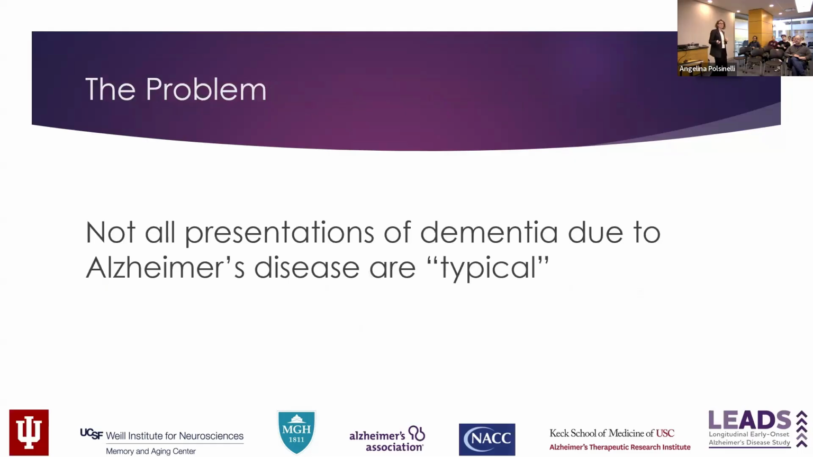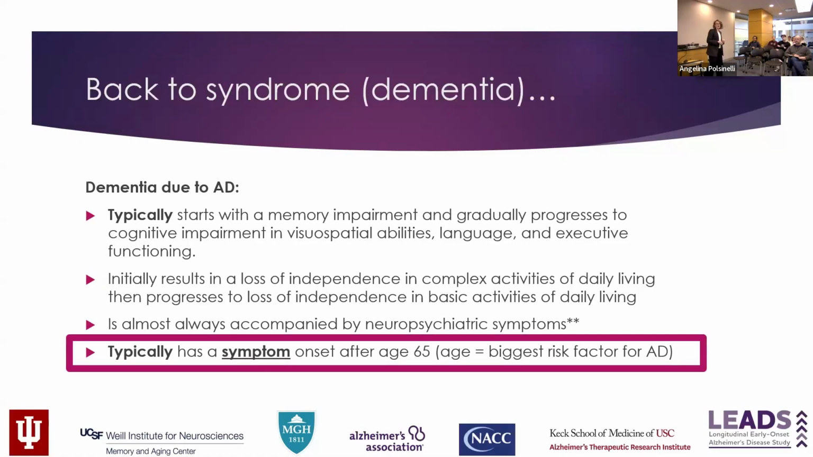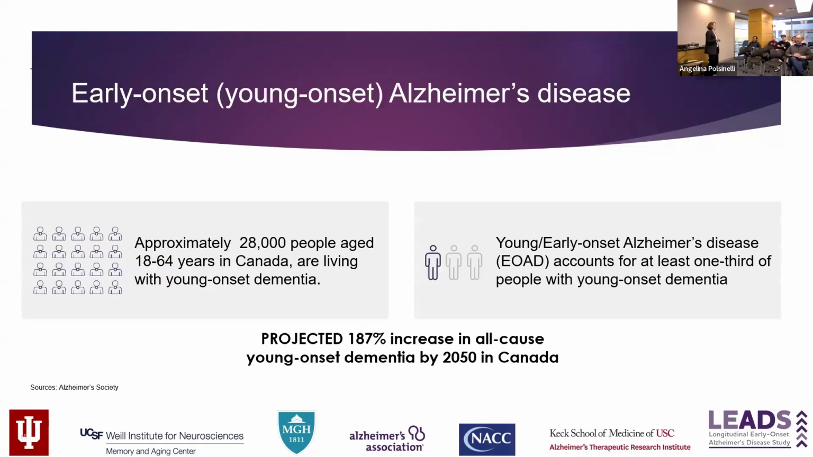The problem is that not all presentations of dementia due to Alzheimer's disease are typical. If we look at, for example, that typically there's a symptom onset after the age of 65, well, it's not the case for early onset Alzheimer's disease. These are individuals who develop symptom onset before the age of 65, usually between the ages of 40 and 64.